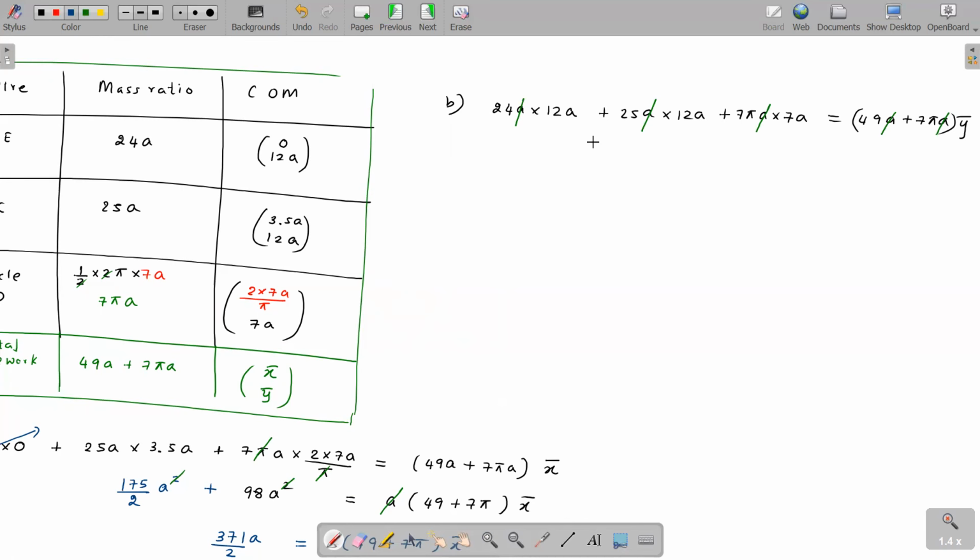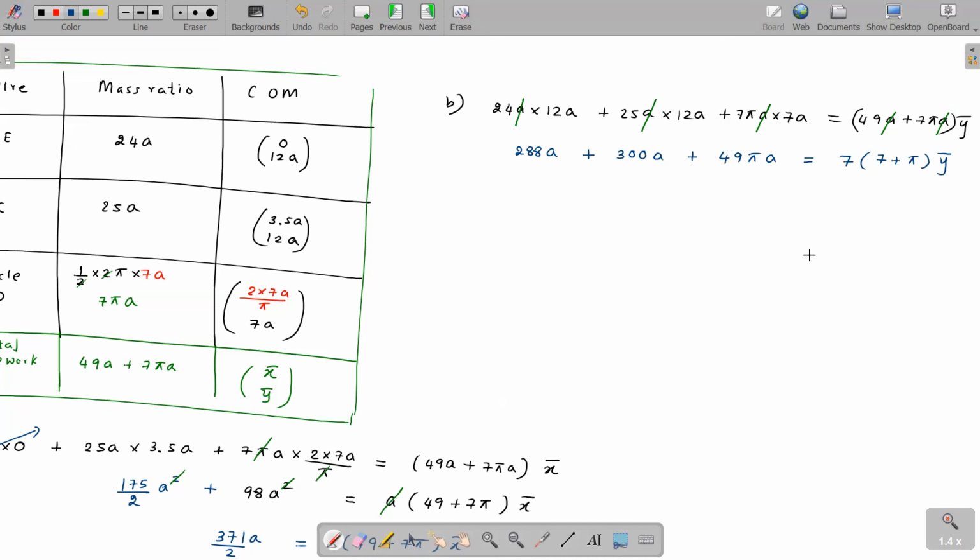24 times 12? 288A. 25 times 12? 300A. 7 pi into 7A is 49 pi A. From this one, shall I take a 7 out? It would have been easier to take the 7 out. And I get here 7 plus pi times Y bar. Do you agree with me?